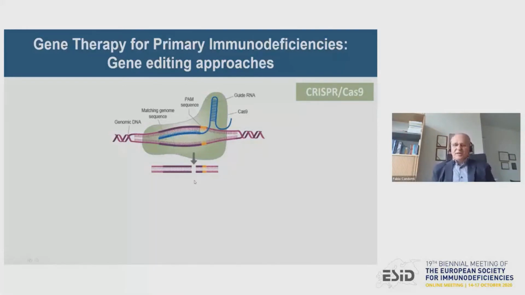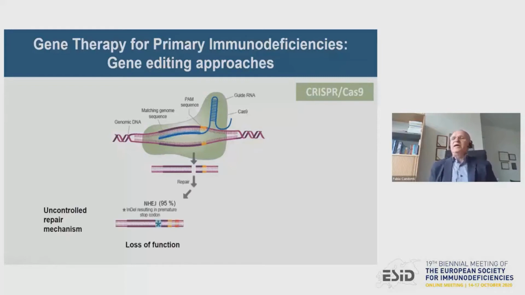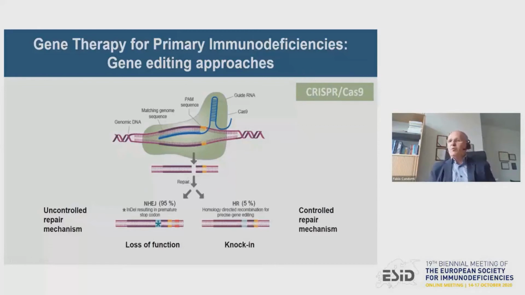Left to its own, this cut will be repaired by the DNA repair machinery of the cells through a non-homologous end joining process, which will result in a deletion or an insertion of nucleotides and therefore most likely in the loss of function. But this process can also be hijacked to obtain an integration of DNA sequences exactly at the locus of interest, therefore potentially allowing for homology-directed recombination and repair of the mutations that are causing disease.